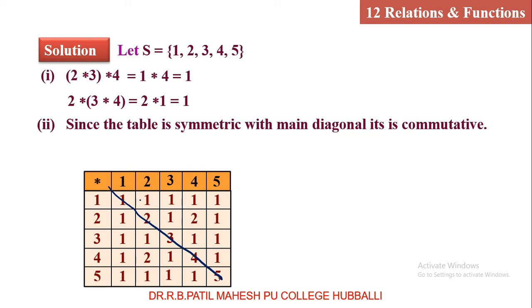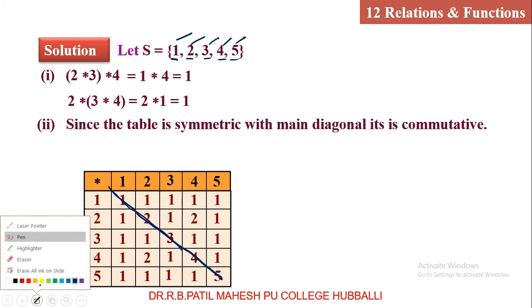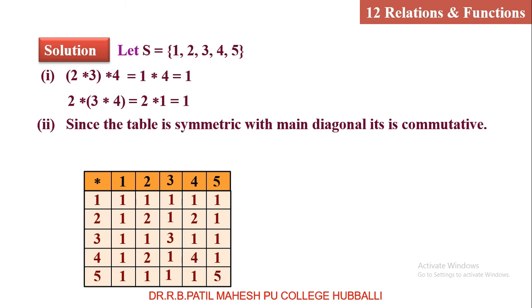When we say the table is symmetric, the diagonal elements are exactly like the elements in the given set. What are the elements in the given set? 1, 2, 3, 4, 5. What are the diagonal elements in the table? 1, 2, 3, 4, 5. When you get such a table, the table satisfies the law called commutative. Therefore, this table is commutative. This operation is commutative.